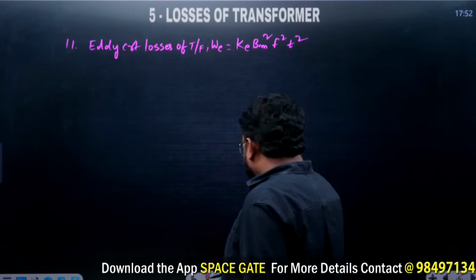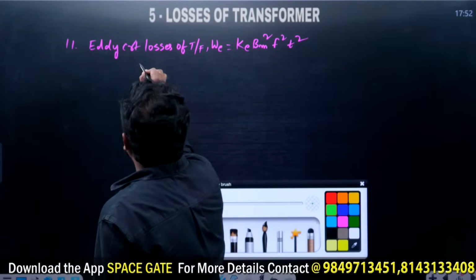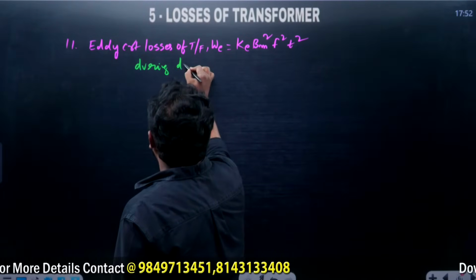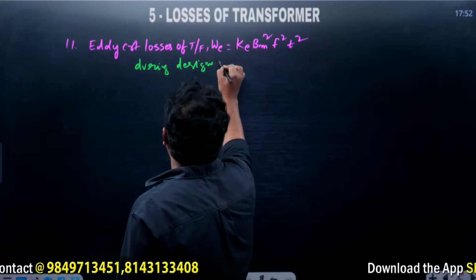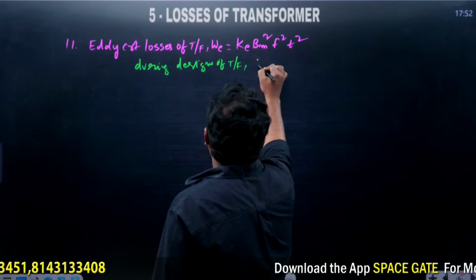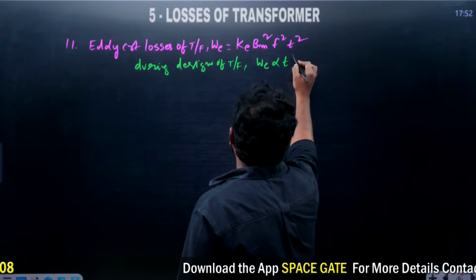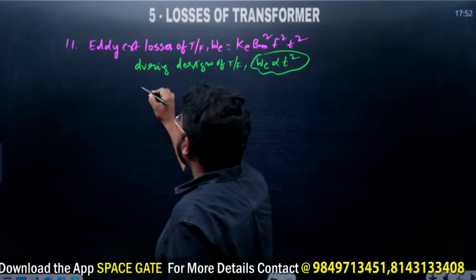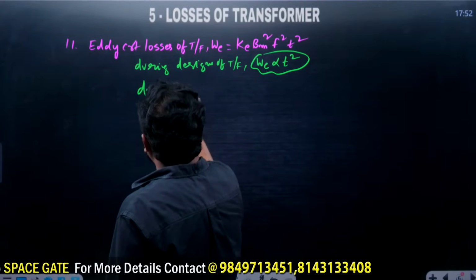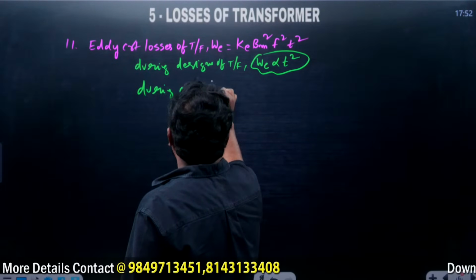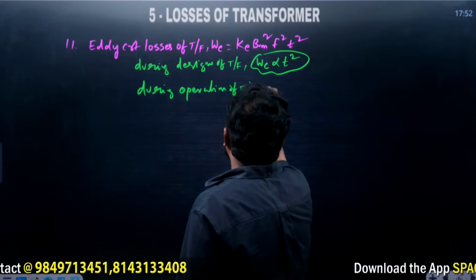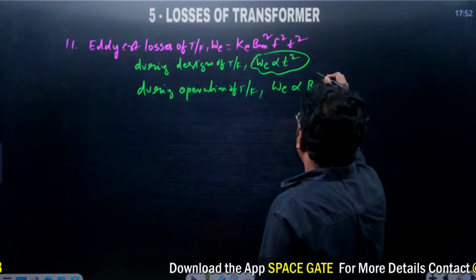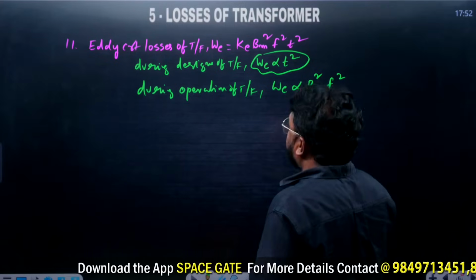And here also, eddy current losses point of view. During designing of the transformer, the eddy current loss is directly proportional to the square of the thickness of laminations. And during operation of the transformer, the eddy current losses are directly proportional to the product of flux density square and the frequency square.